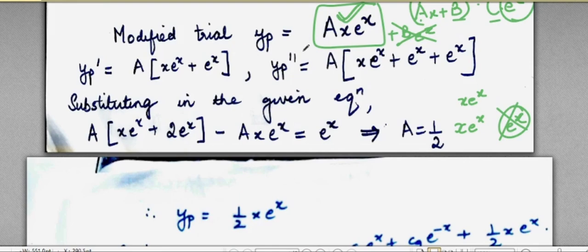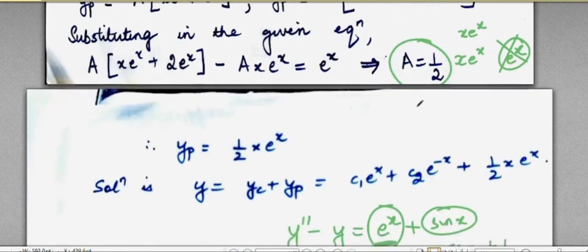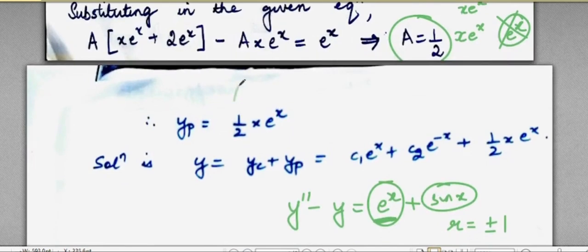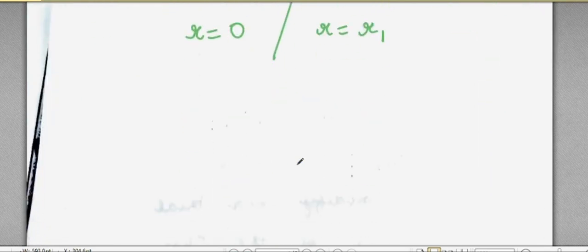So that means your modified trial yp will have a single term a x e to power x, and when you differentiate you find yp dash, you find yp double dash, substitute in the equation, you get your a to be half, and therefore your modified trial yp which you had taken as a x e to power x turns out to be half x e to power x through the substitution in the differential equation. So once you get your modified trial yp in order, the answer is y is yc plus yp. So that's the story of special situation.